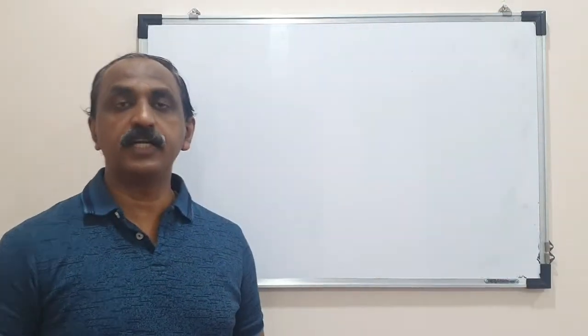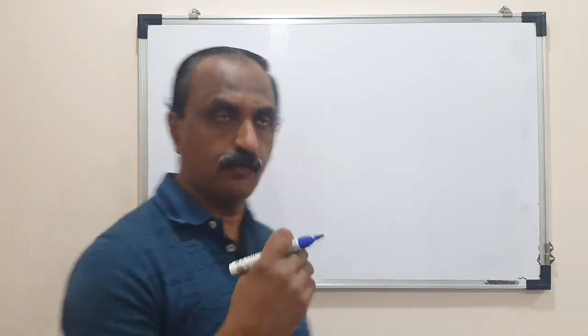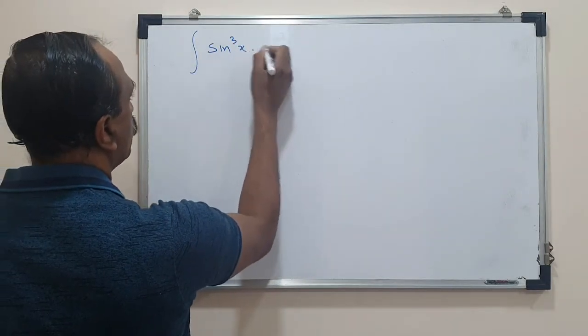In this module, we shall discuss how to do the substitution method in integration. That means we are going to replace a function by a single letter t and then integrate, and after integration is completed, we replace the t back by the function. For example, I want to integrate sine cube x into cos x dx.